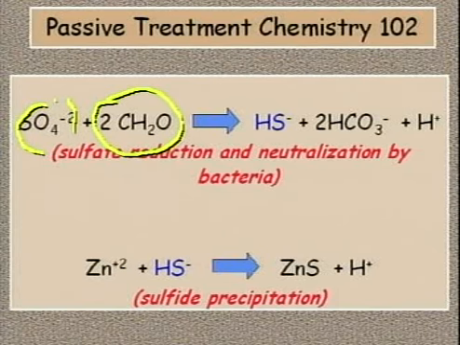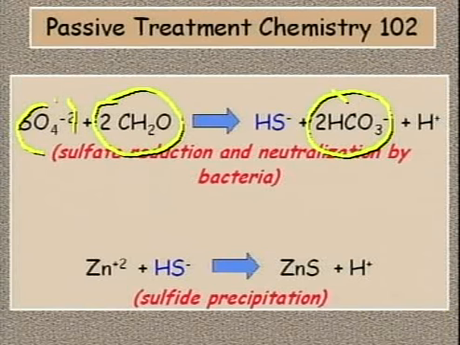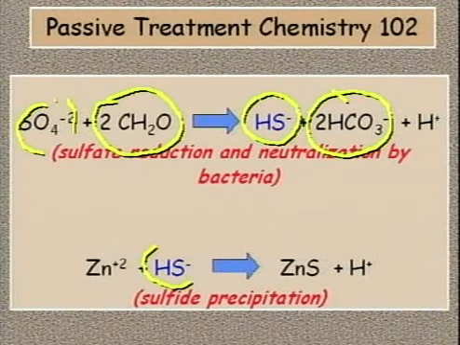The bicarbonate ion, remember that one? We just talked about that in limestone dissolution. This raises the pH, and the sulfide ion here is available to combine with the heavy metals down below, in this case zinc, to form insoluble metal sulfide precipitates as shown down below. This is actually the reaction for the formation of sphalerite.